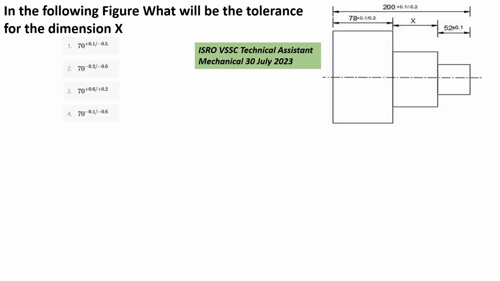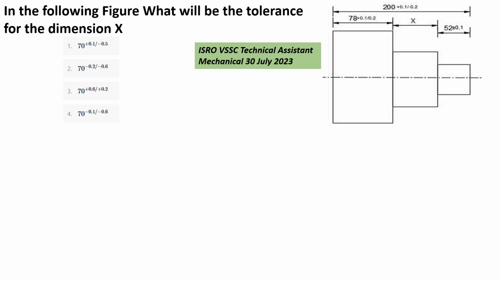Next we will look at another example problem, which was given in ISRO VSSC Technical Assistant for Mechanical in July 2023. Let's see the problem. In the following figure, what will be the tolerance for the dimension X? Observe here: in the figure the overall length is given as 200, and its tolerance zone is plus 0.1 and minus 0.2.